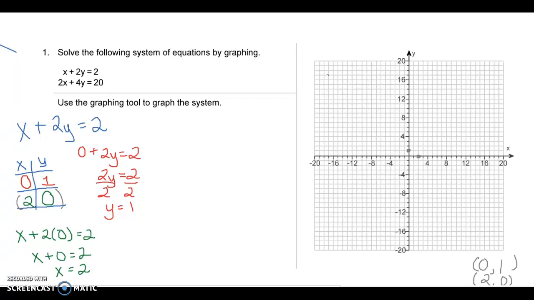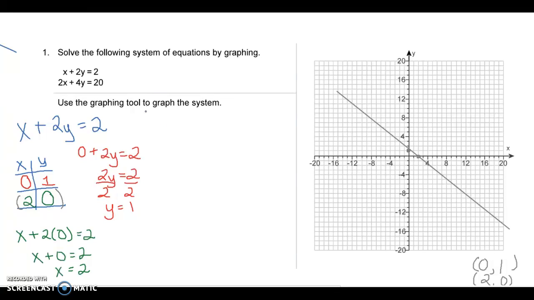Again, I don't have a way to make a perfectly straight line. Let me try my best here to make a line that goes through those 2 points. It's not going to be perfect, but it'll be pretty close to the right line. Alright, that's pretty close, and your computer will do it better for you. Now we're going to repeat that process for the other equation.